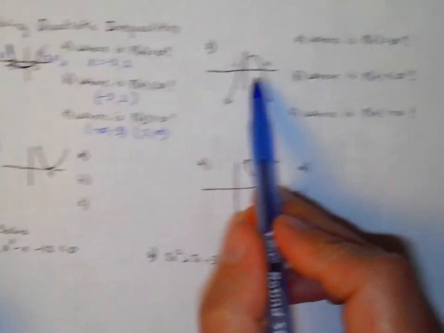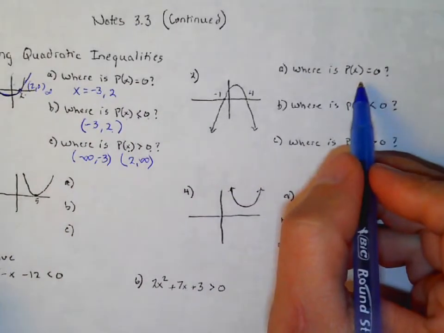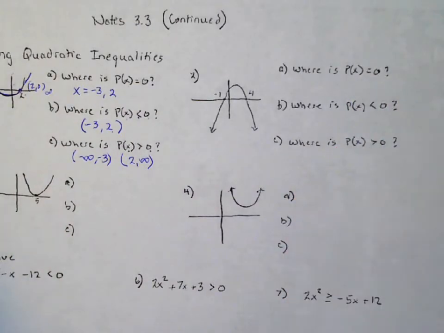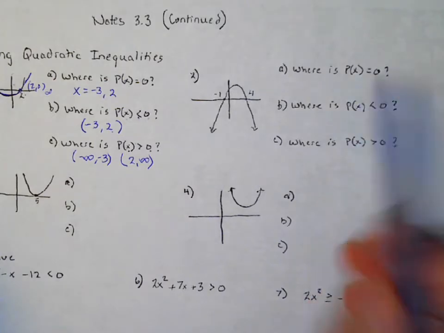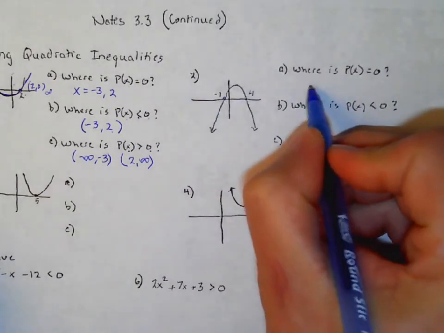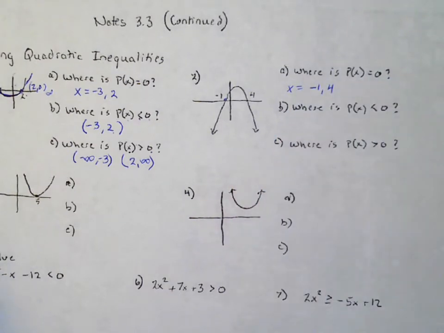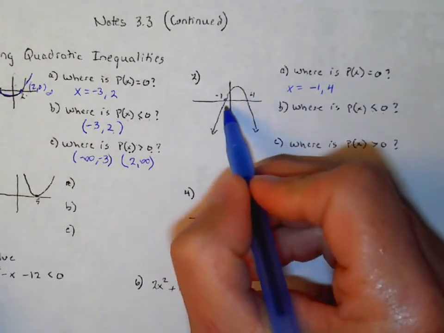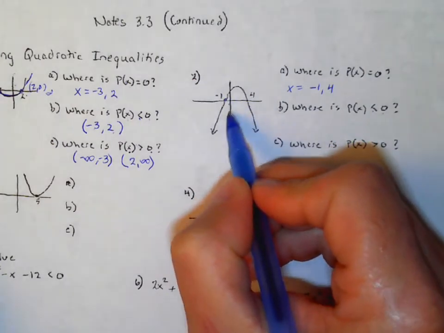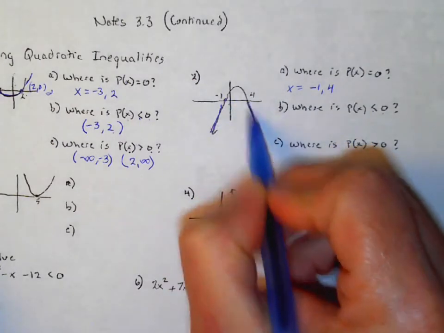Okay, next one here. Where is it equal to 0? Try and pause this and do it yourself. Okay, where is it equal to 0? It's equal to 0 here at -1 and 4. Where is it less than 0? Less than 0, -1, -2, -3, right? These here will be less than 0.